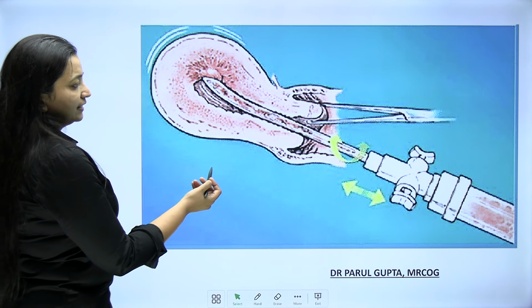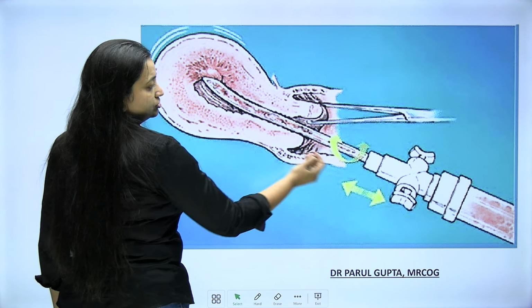It looks something like that. The cannula is attached to the syringe, the anterior lip is caught hold of by a tenaculum or a vulsellum, and you just rotate it inside after creating a vacuum, so that the minimal products of conception come out.